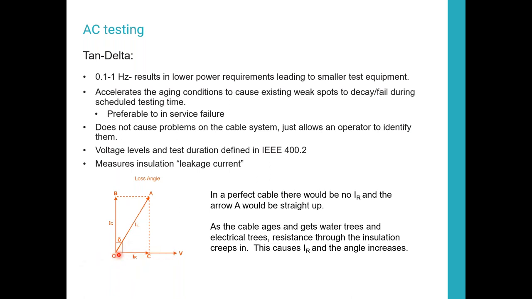On a purely failed cable, it's purely resistive, so your current would plot purely on the horizontal here. But what the tan delta is looking at is the percentage of capacitive versus resistive current, and that's your leakage current. And your loss angle is how resistive you are versus capacitive in that insulation. And that's a ratio you're going to look for during a tan delta test.